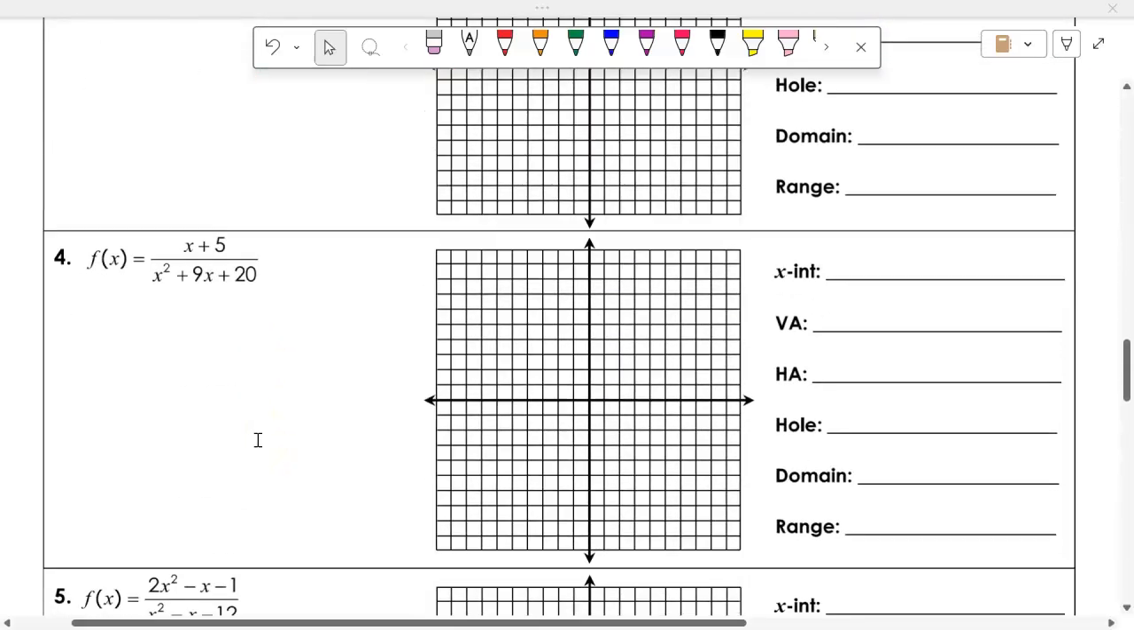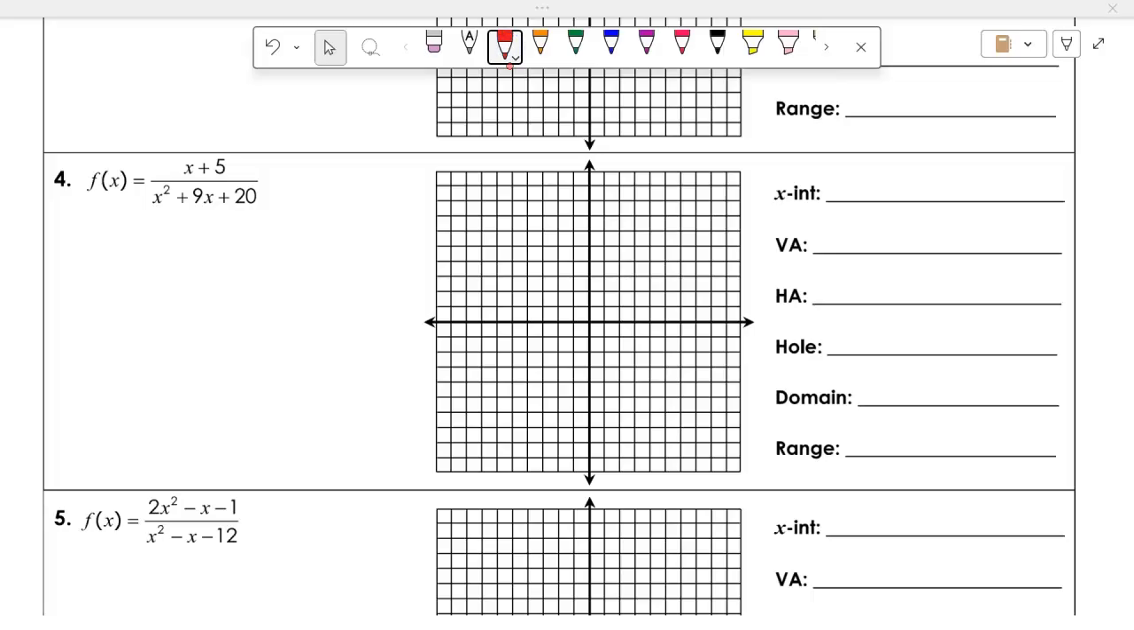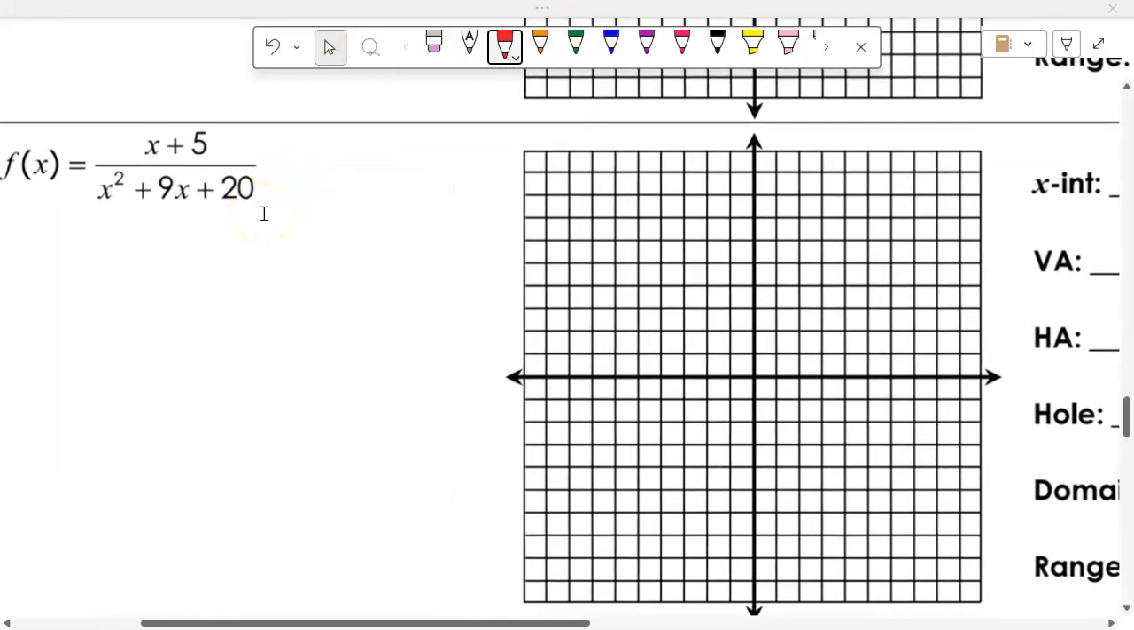Let's scroll down to number 4. So right here on number 4, this one's a little bit different. It is not factored. The last one was already in its most simplified form, so this one might not be. So I need to go ahead and factor this out.